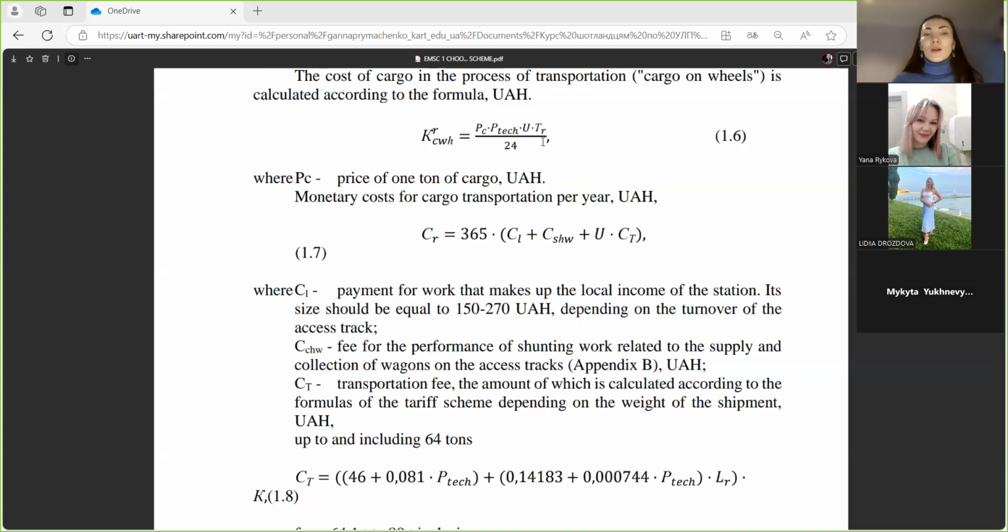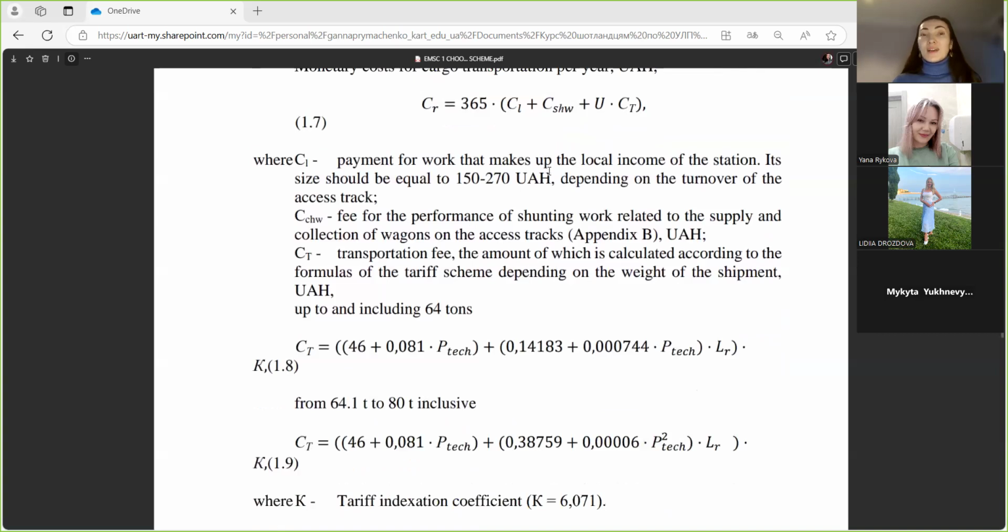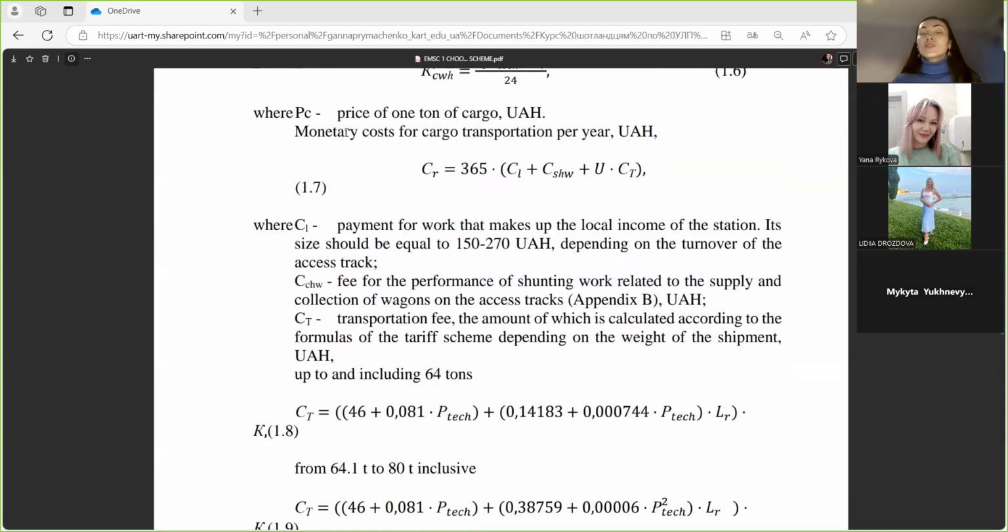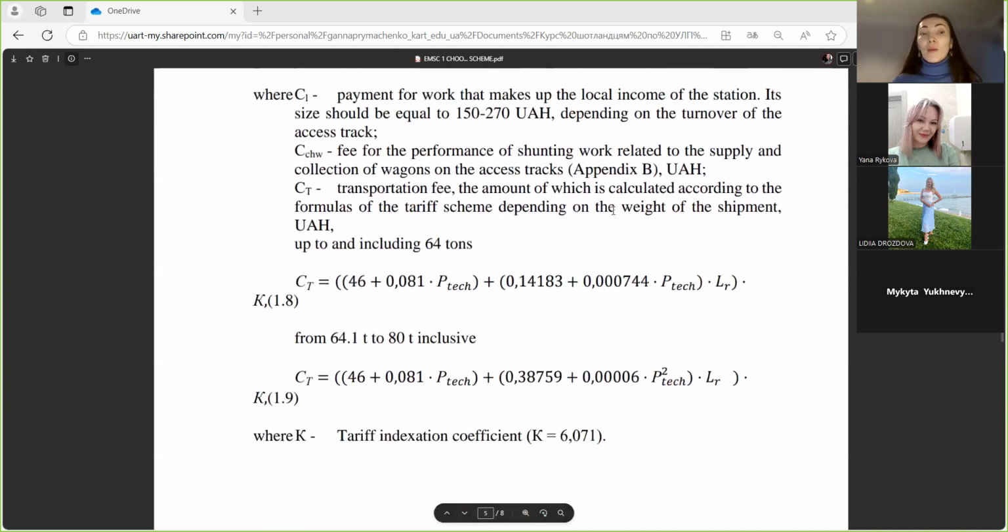Okay, we need to do two formulas. We need to calculate the monetary cost of cargo transportation per year. It will be a very big amount of money because it is for the whole year. We are planning for our transport, for everything, for a big period of time, for example, per year. For these calculations, we need first of all to find the information about how many tons we could put in our wagons.